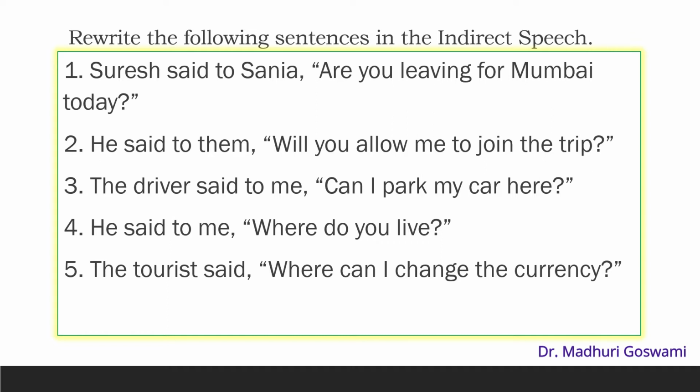The first sentence in this exercise is, Suresh said to Sania, "Are you leaving for Mumbai today?" The second sentence is, he said to them, "Will you allow me to join the trip?" The third sentence is, the driver said to me, "Can I park my car here?" Fourth one is, he said to me, "Where do you live?" And the fifth one is, the tourist said, "Where can I change the currency?" Dear students, you must have noticed that all of these sentences have questions as the reported speech.